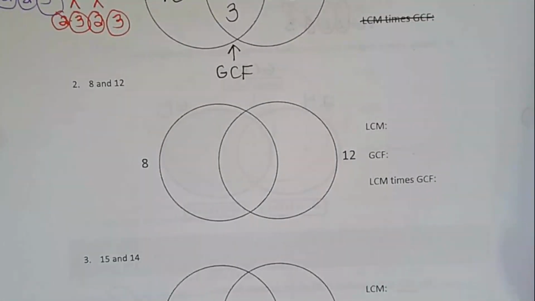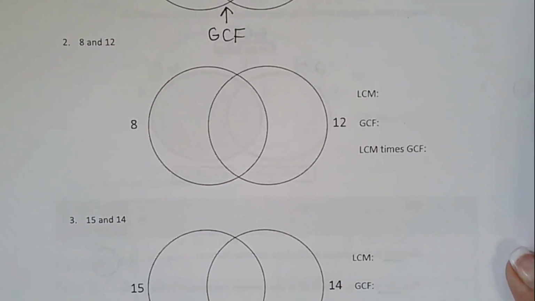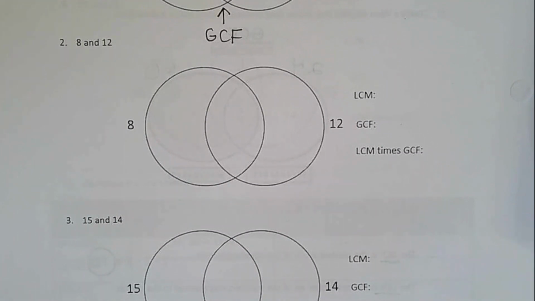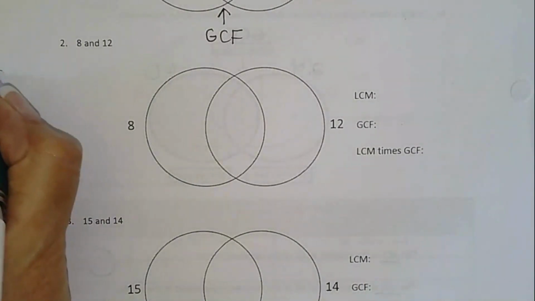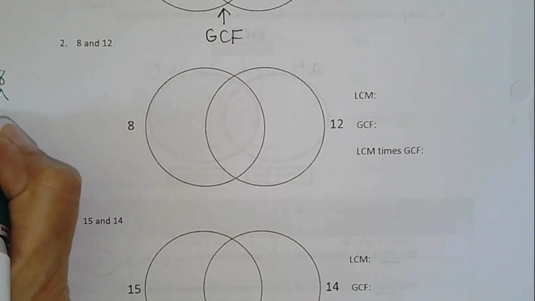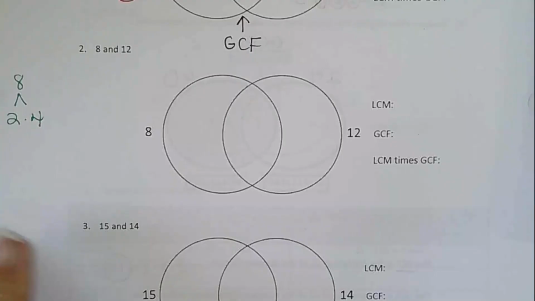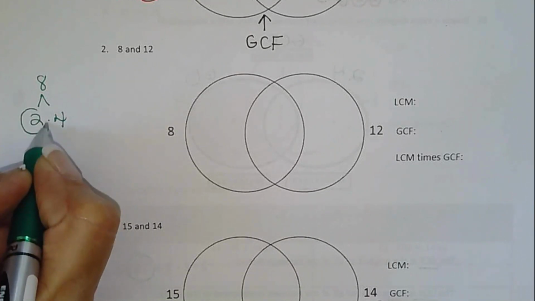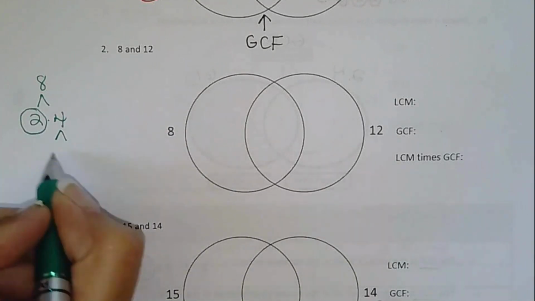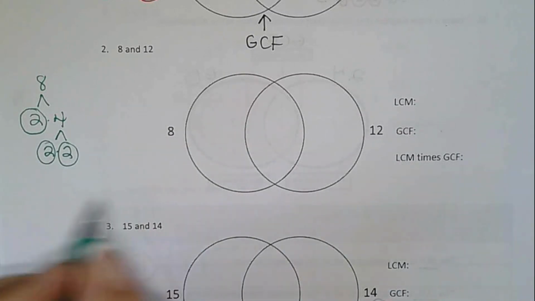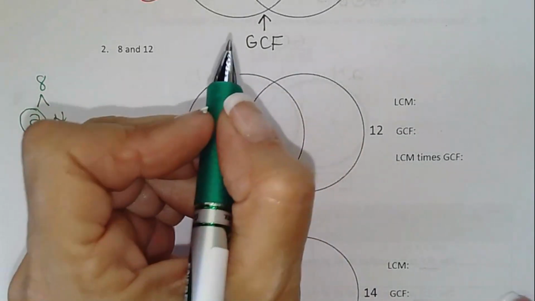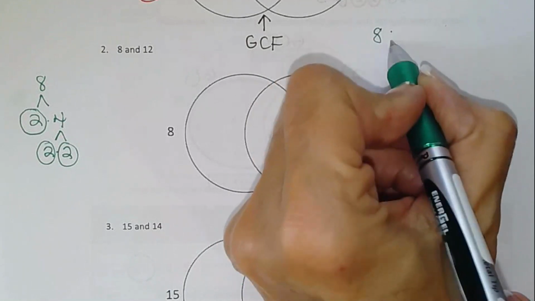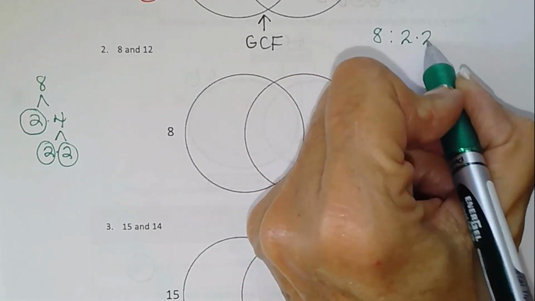Okay, so now we have a couple with smaller numbers. Just as easy. So 8 is 2 times 4. Okay, I got to remember to keep looking up and make sure I'm on the paper. And then 2's prime, so I circle it, and then 4 is 2 times 2. So I can see that 8, let's put it over here, is 3 2's. 2 times 2 times 2.